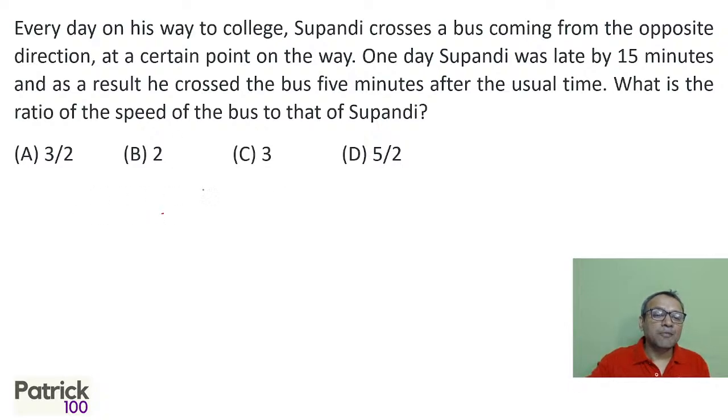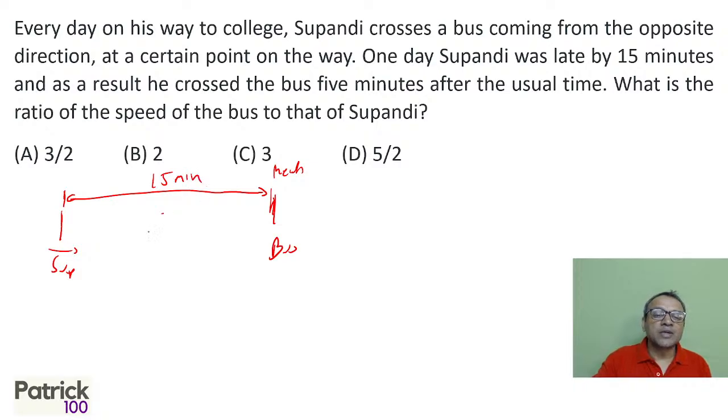So the gap between them when the bus reaches the destination point, the meeting point: Supandi is still 15 minutes away, because he is 15 minutes late. The gap between them is 15 minutes. Now they meet after 5 minutes. So Supandi has traveled 5 minutes. His speed is normal. This is 15 minutes of Supandi's speed.